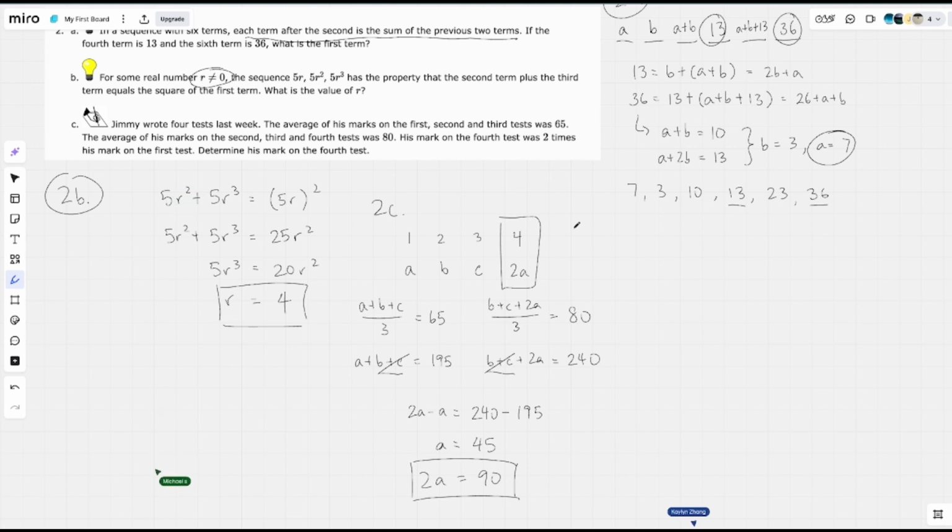And yeah, that's question 2 on the Euclid. So now I'll pass it off to Michael to do the next question. Okay, yeah, let's proceed with problem 3.